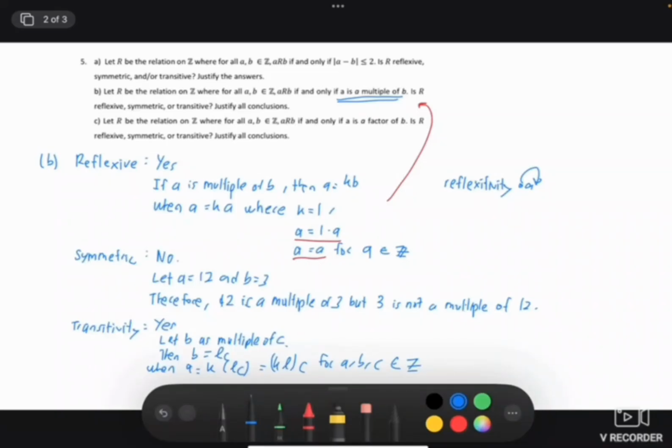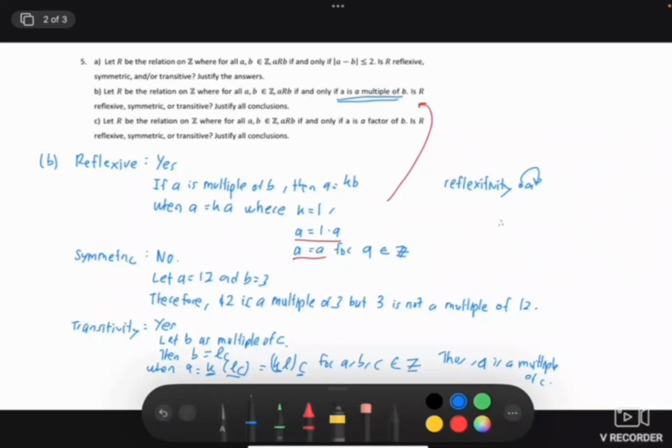Since the definition of transitivity means that A has to relate to B and B has to relate to C, and at the same time A also has to relate to C, this shows that when we multiply A equals K multiplied by B, with B multiplying C, we obtain the same thing, and this shows that it satisfies the definition of transitivity. So you can say that A is a multiple of C in this case.